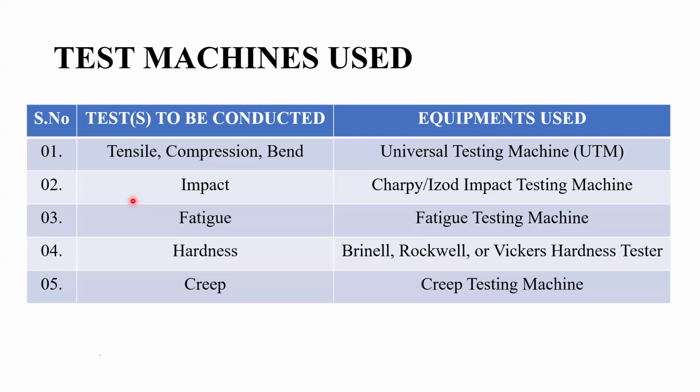So quickly, we are just going to look at the testing machines. These are the machines used right now. So, tensile, compression, and bend: as I said, for these three tests we will be using a universal testing machine.